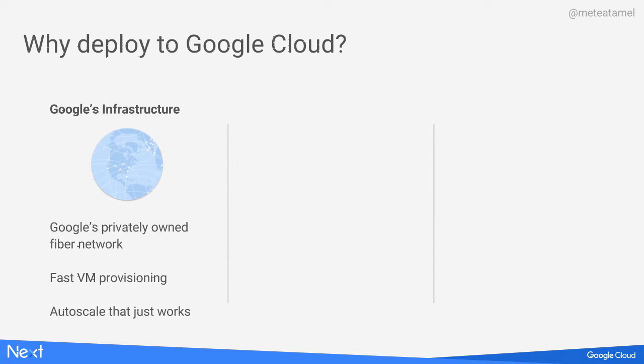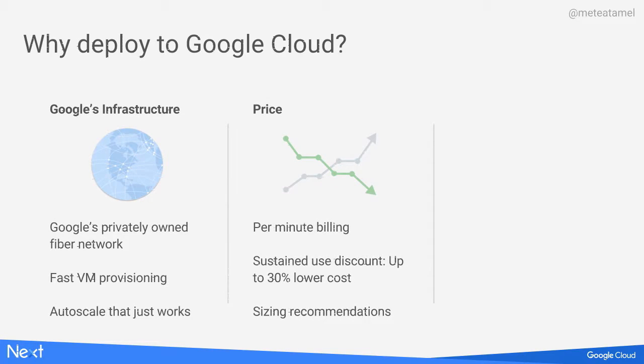When you have lots of load, you want autoscale to kick in to add more machines. And when the load is gone, you want to scale down to save money. So the autoscaling at Google Cloud, because of the network and because of fast VM provisioning, really works fast, and it really helps for scaling up and scaling down. So that's number 1.